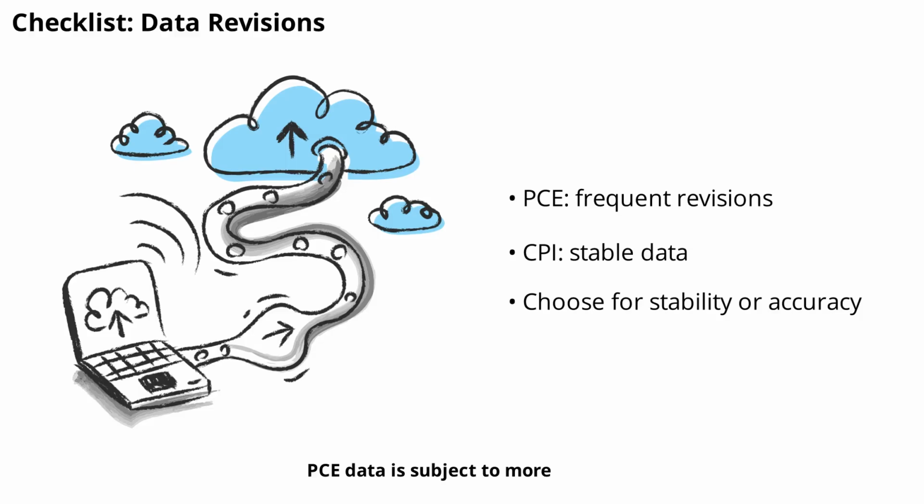PCE data is subject to more frequent revisions as new information becomes available, while CPI data is rarely revised after initial release. If you need stable, unchanging data, CPI may be preferable. For the most accurate and up-to-date analysis, PCE's revisions can be an advantage.